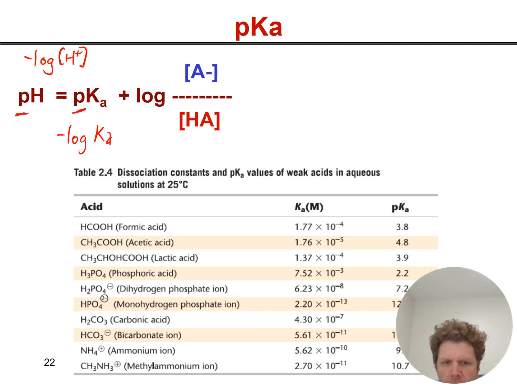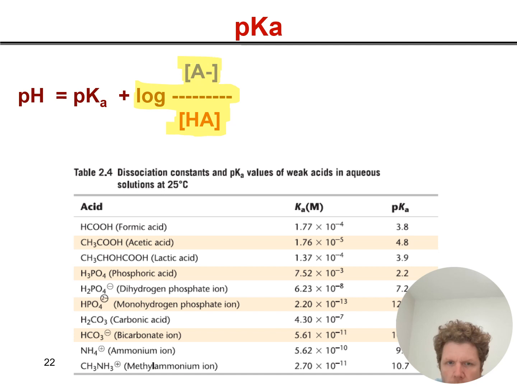With that in mind, I think that it's good to look at the third component of this equation. That third component is this right here. That third component is the ratio of a deprotonated form of a molecule versus the protonated form of the molecule.